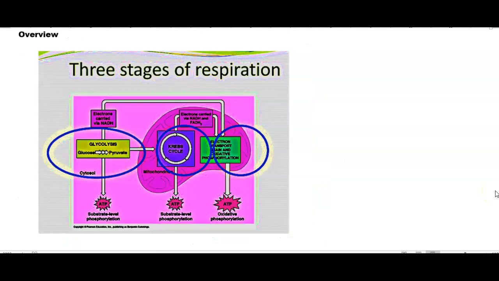So the only three places where ATP is made: glycolysis, Krebs cycle, electron transport system. Glycolysis and Krebs cycle make it through substrate phosphorylation. The electron transport system, chemiosmosis, makes it through oxidative phosphorylation. Alright, now we're going to go into each of these steps in a little more detail.